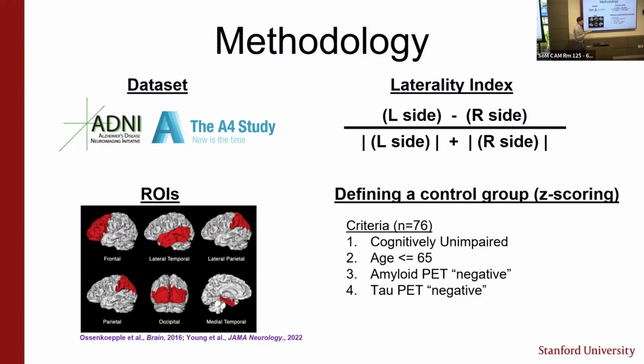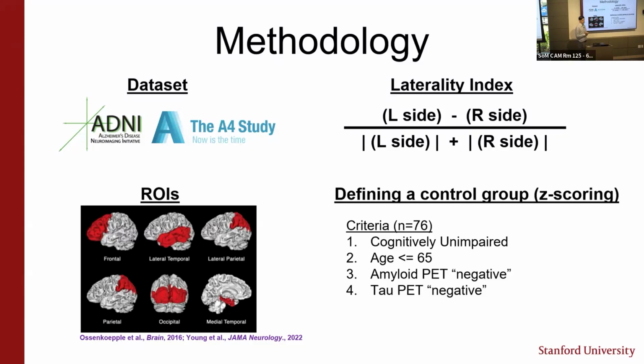I'll tell you about 2 different data sets today, the ADNI or Alzheimer's Disease Neuroimaging Initiative and the A4 study, which is largely asymptomatic adults. And I've defined 6 regions of interest for what I'll be presenting today at least, which are the frontal and occipital lobes, as well as lateral and medial temporal and parietal lobes.